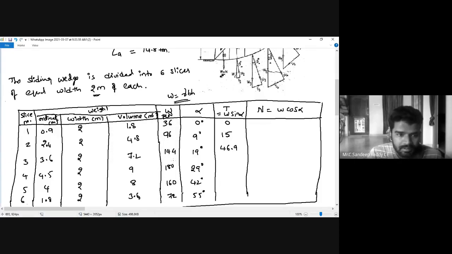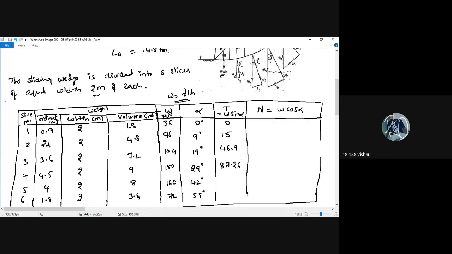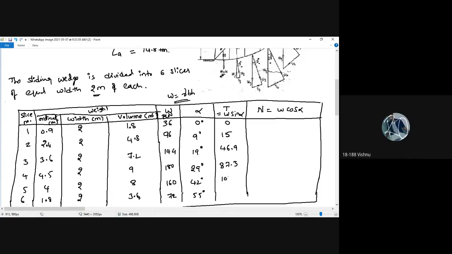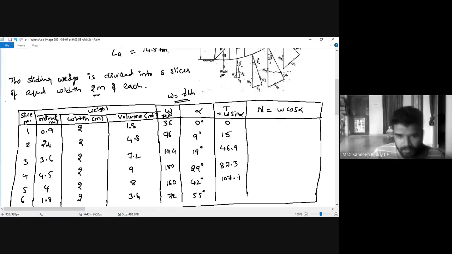Then for the fourth slice, what is the T? 180 into sin 29 degrees. 87.26. Very good. Next, the fifth slice. 107.06. So let it be limited to one decimal after the point. Instead of taking 26, let it be 7.6. 107.1. Okay. Next, the last one, 72 sin 58.9. Let it be 59. So this is about the T values.